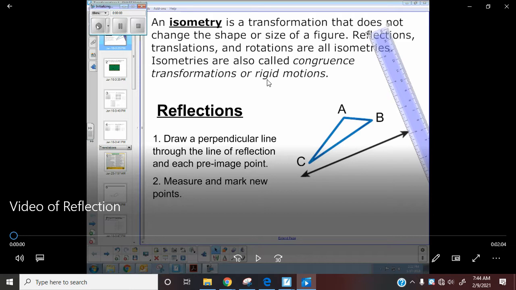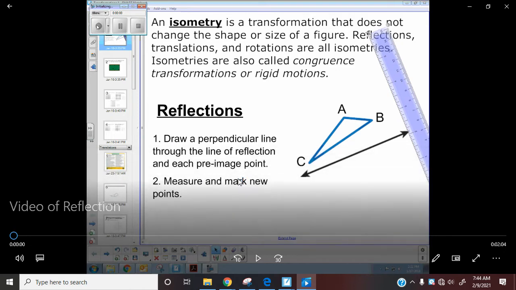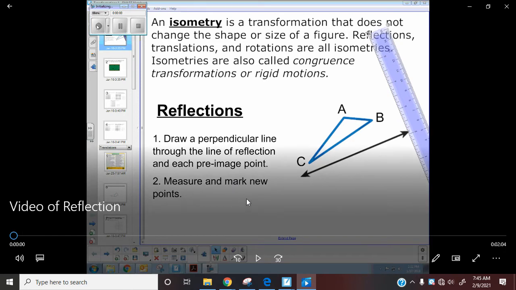And then they are also considered rigid motions, which we don't often refer to them as, but I want to make sure you are aware of it. So as you look at this, the reflections, you're going to have two steps. One, you're going to draw a perpendicular line through the line of reflection at each pre-image point. And then the second one, measure and mark new points. So let's go ahead and see what this looks like.